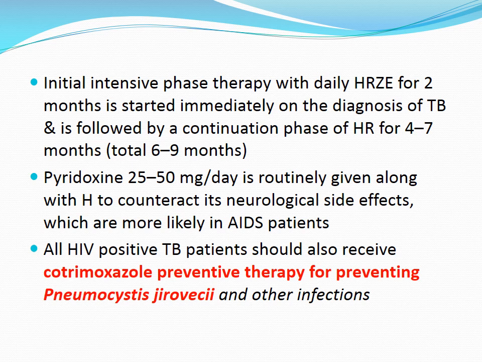Apart from these antitubercular and antiretroviral drugs, all HIV positive patients have higher chances of an opportunistic infection, that is Pneumocystis jirovecii pneumonia. That's why cotrimoxazole, which is a combination of trimethoprim and sulfamethoxazole, should be given prophylactically in the HIV positive tuberculosis patient so as to prevent Pneumocystis jirovecii pneumonia and other infections which are caused by Pneumocystis.